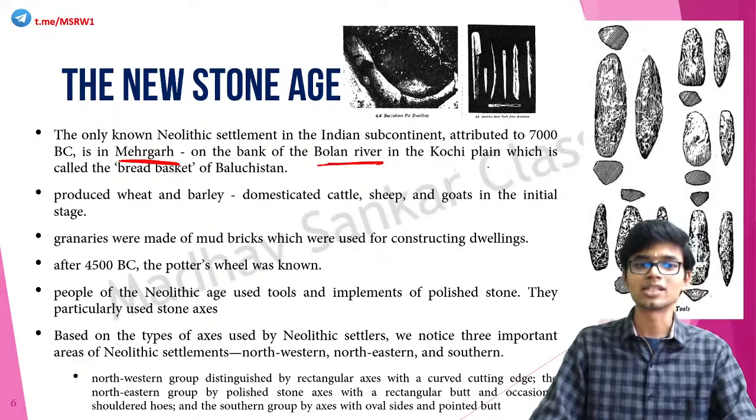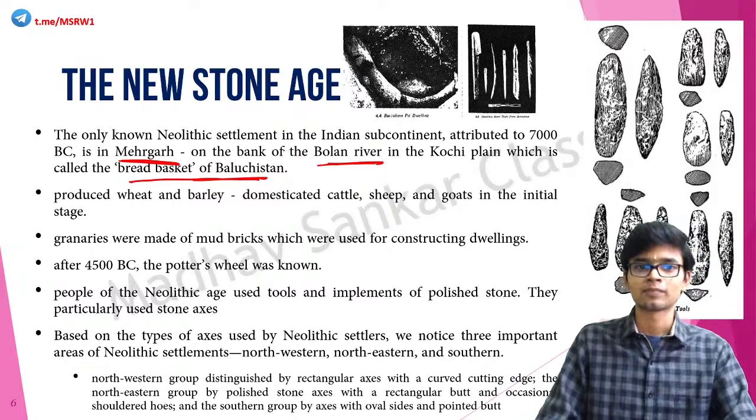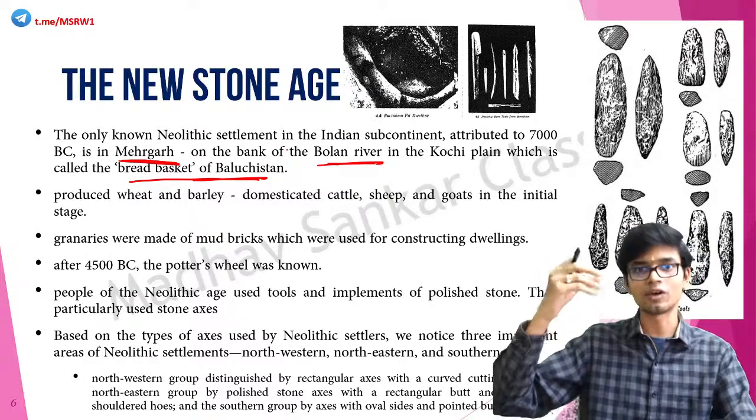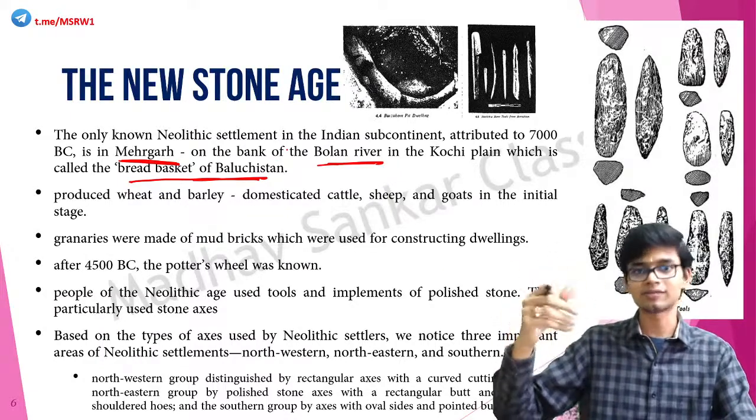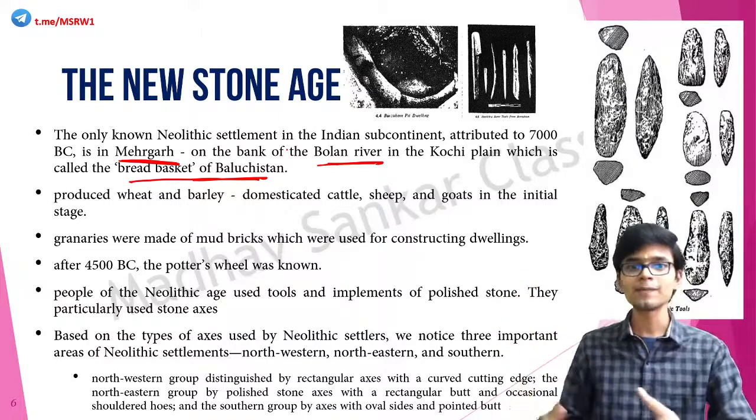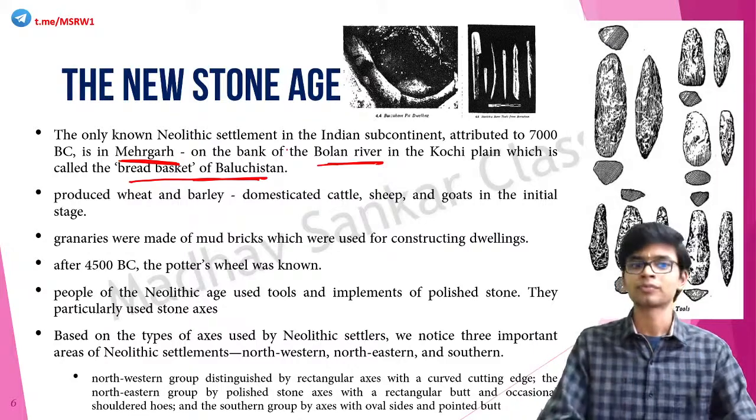It is on the bank of the river Bolan, in the Kachi plain, which is known as the breadbasket of Baluchistan. You should be able to identify Mehergarh on a map. Very important. We will have to study the different sites, the evidences and findings from these sites. That is very important for your prelims, but we will take that later. Right now, I'm sticking with the textbook.